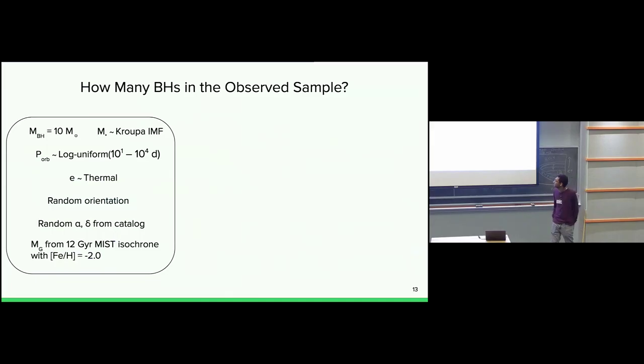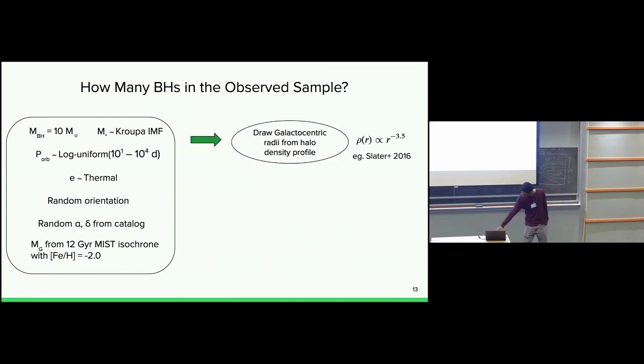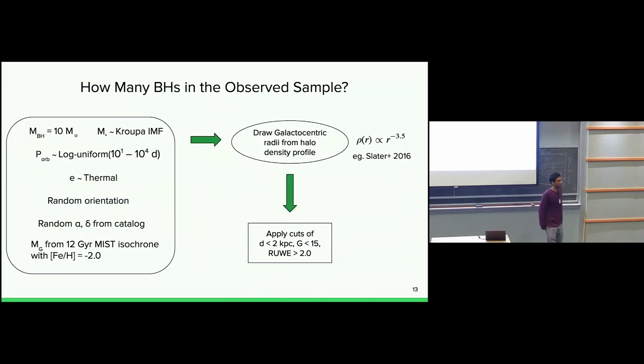10 solar mass black hole, draw star masses from a Kroupa IMF, take some log uniform periods, thermal eccentricities, random binary orientations, and magnitudes that we draw from MIST isochrones and evolutionary tracks with low metallicity. We want to paint them onto the galaxy. We are looking here at probably stars from a halo distribution rather than disk-like stars. So we decided to draw galactocentric radii from a halo density profile. And then we take our observational cuts and apply them. So we have cuts of distance less than 2 kiloparsecs, G less than 15, RUWE greater than 2.0, and this gives us a mock population to look at.